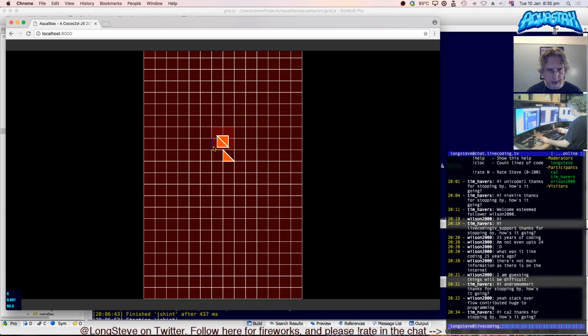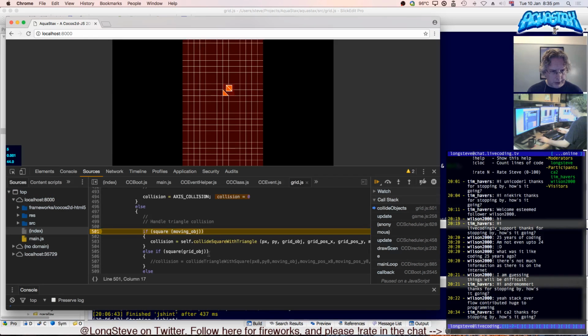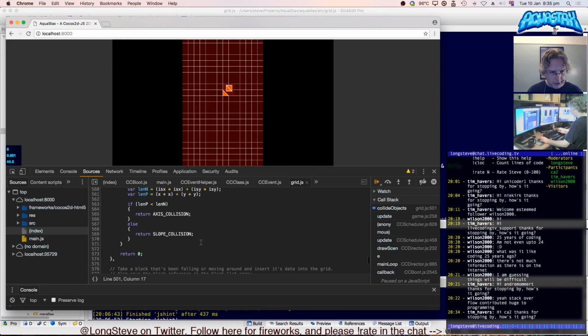Oh, that's good. It doesn't collide there, but it does there. Excellent. So it looks like it's working. Oh, yes. So as soon as the point hits the slope, there it is. It collides. I wonder if that is actually hitting the bit of code that determines that it is a slope collision as well. So there's axis and there's slope collision. Right.